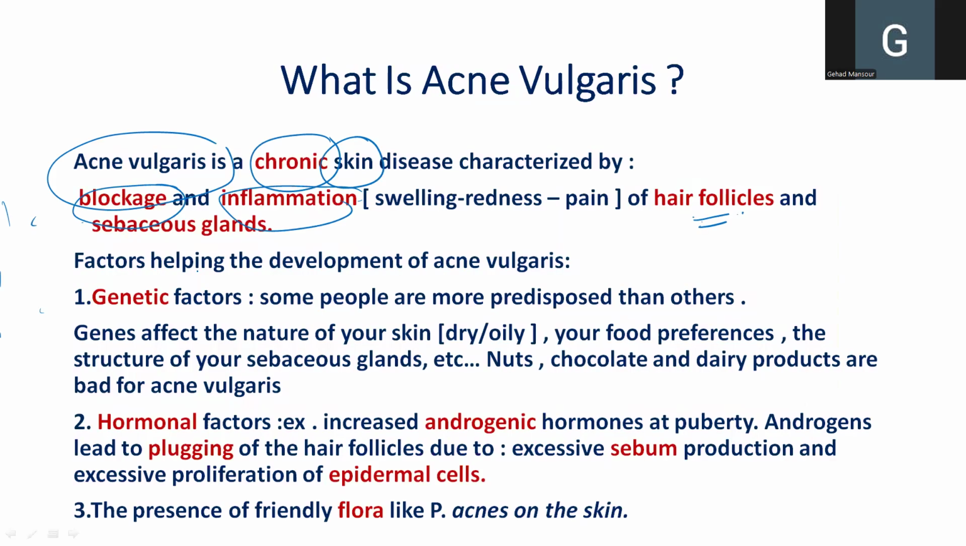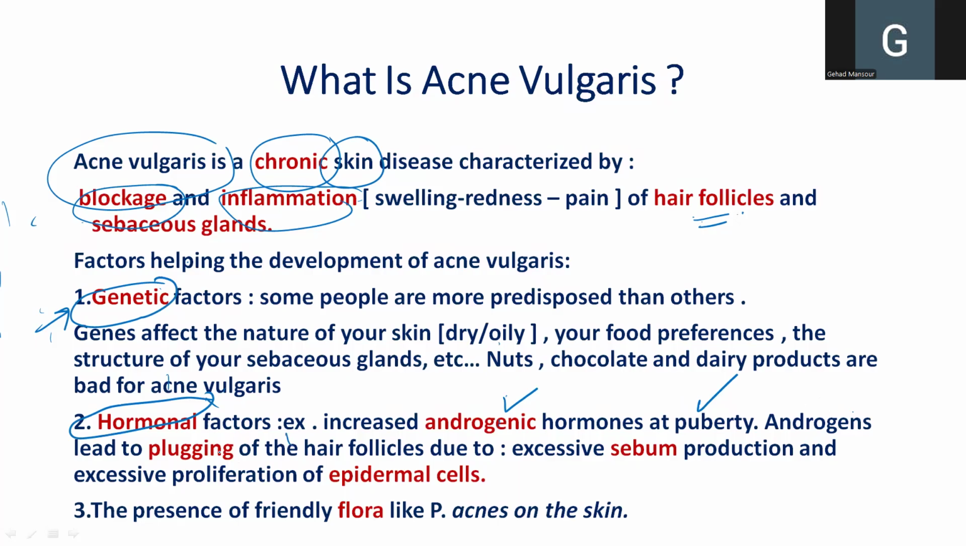What are the factors that predispose you or help you to have or to increase the likelihood of acne vulgaris? We have the genetic factors. There are some people who are genetically more predisposed to others, and there are hormonal factors. Of course, we talked about the hormonal factors. We said that it is more common in males because it's mainly the androgenic hormones. And we said that it can occur in the females at puberty just because they also have an increase in the small amount of androgenic hormones they have.